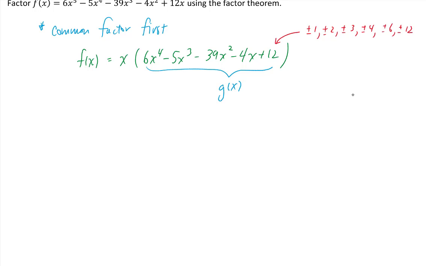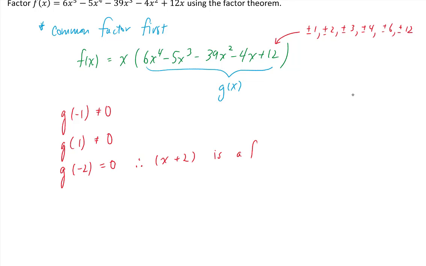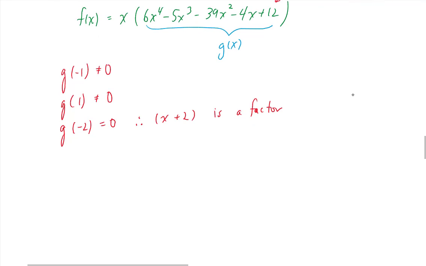So I recommend, of course, starting with the lower numbers first. G at negative 1 does not equal 0. G at positive 1 does not equal 0. So we already know that x plus 1 and x minus 1 are not factors for this expression. And then if you try g at negative 2, you end up getting a 0. So therefore, x plus 2 is a factor. So now that we know a factor, we're going to divide g of x by x plus 2.